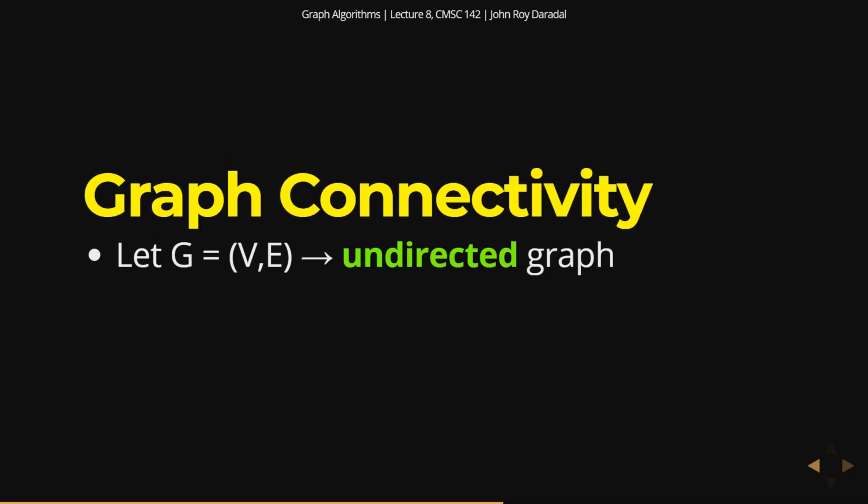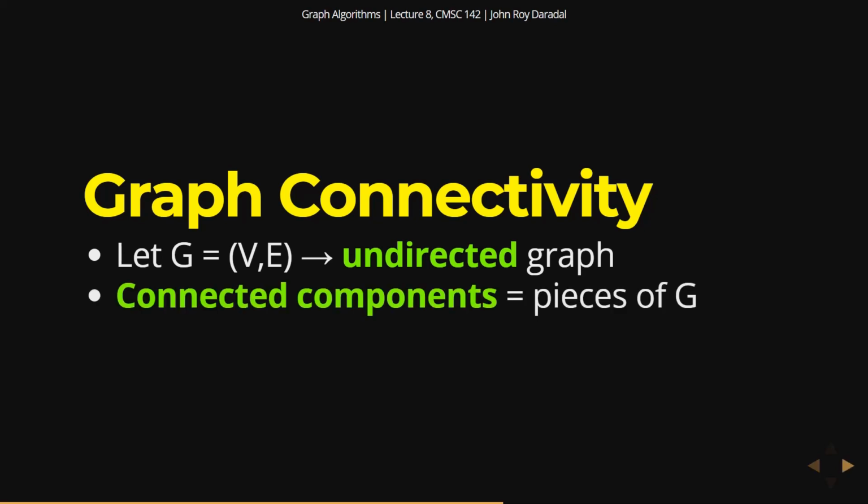So let's say that our given graph G is an undirected graph and we don't know whether it's connected or not. Okay, the connected components of the graph are known to be the pieces of the graph. So if it's a connected graph, meaning it's one whole graph, then there's only one component. But if it's disconnected, meaning there are some vertices or groups of vertices that are isolated from each other, then we will have multiple connected components.